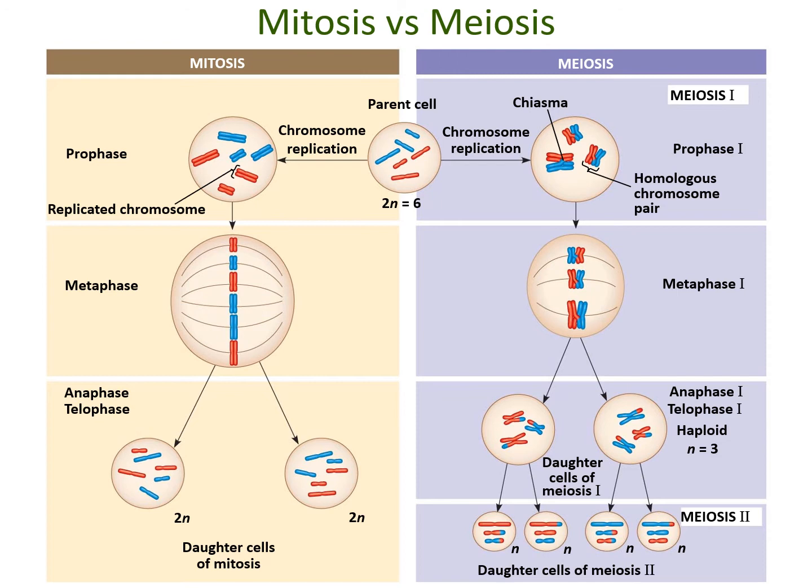So the chromatids should separate from each other, and at the end of this division, we should end up with 2 cells that are identical to our starting parent cell. Okay, now let's take a look at meiosis.